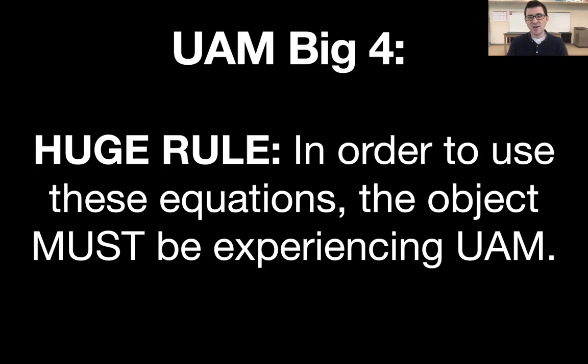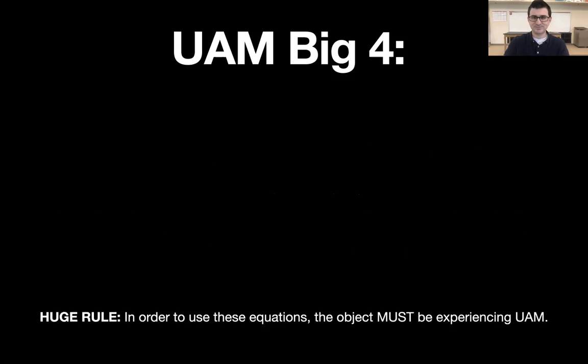The results will not match what actually happens, and that's a very common trap that the AP likes to use. They like to give you a problem in which you might be tempted to use these big four equations, but it might have more than one constant acceleration or a changing acceleration. In both of those circumstances, it's not okay to use these big four equations.